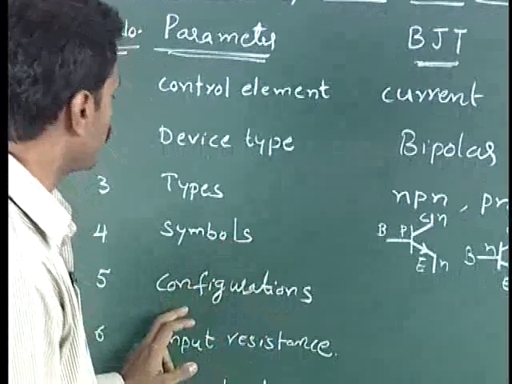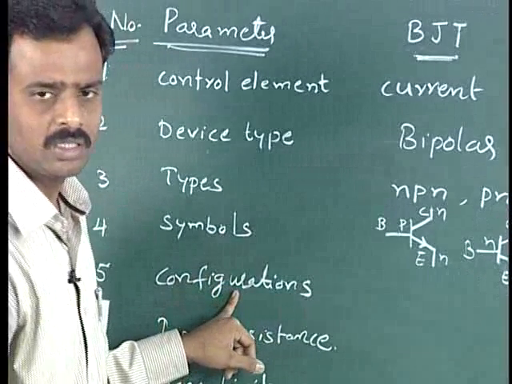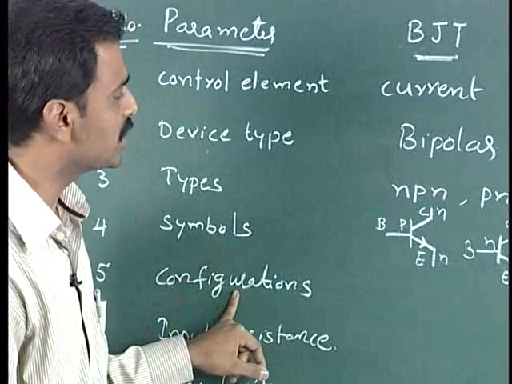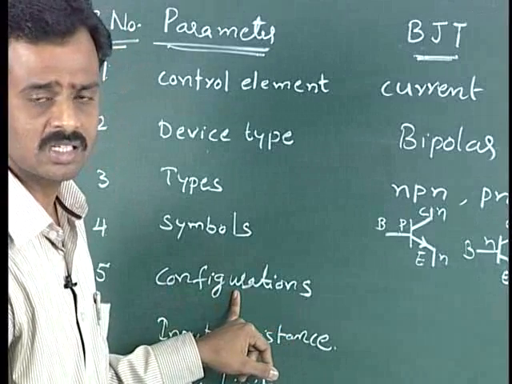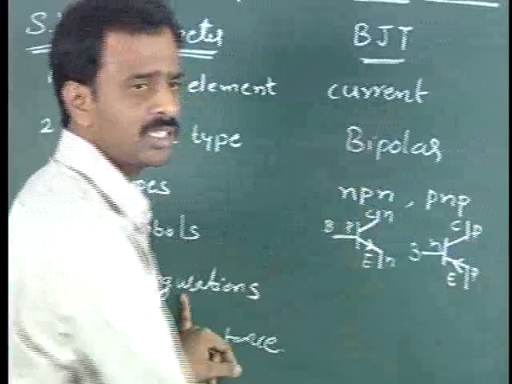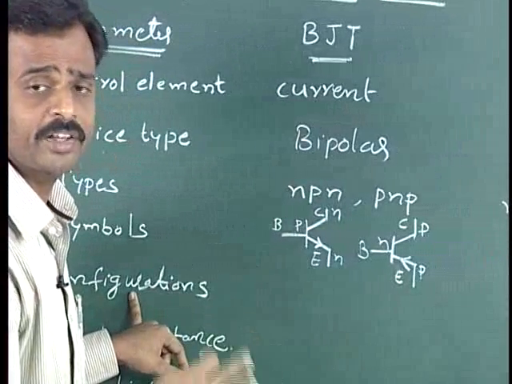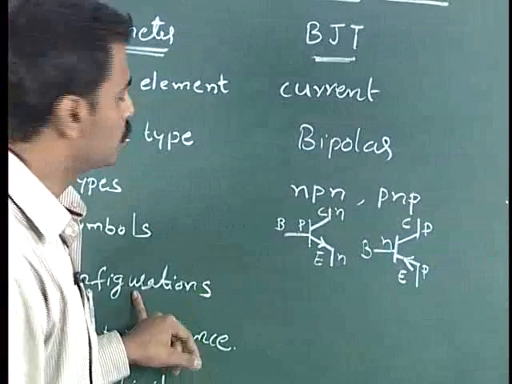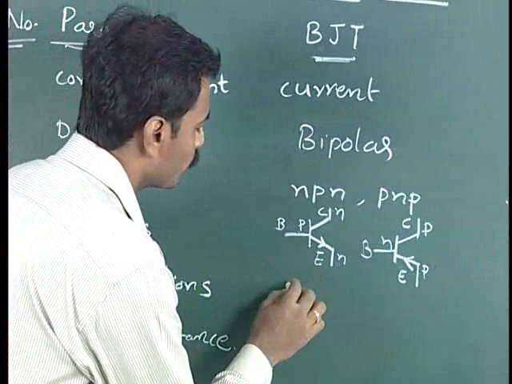Next, coming to the parameters, the configurations. As I have said, bipolar junction transistors have three terminals. The three terminals can be made common in one of the cases, so that it gives rise to three types of configurations.